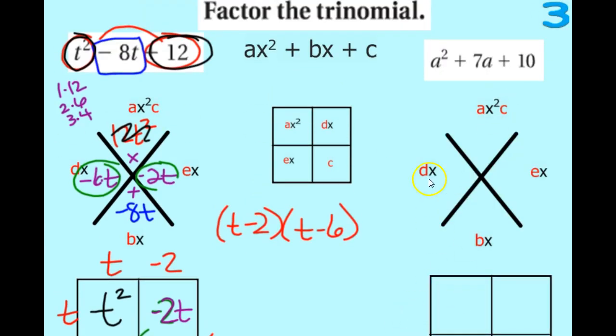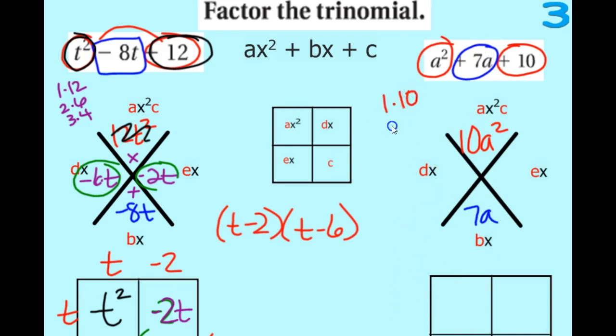Alright, I would like for you to try this one. Place the terms in the correct area based on these letters, and then factor them out. I know a squared times 10 is 10a squared. My middle term is 7a. Well, the only things that multiply to get 10 are 1 and 10 and 2 and 5, so it must be 2a and 5a. That adds to give us 7 and multiplies to give us 10.